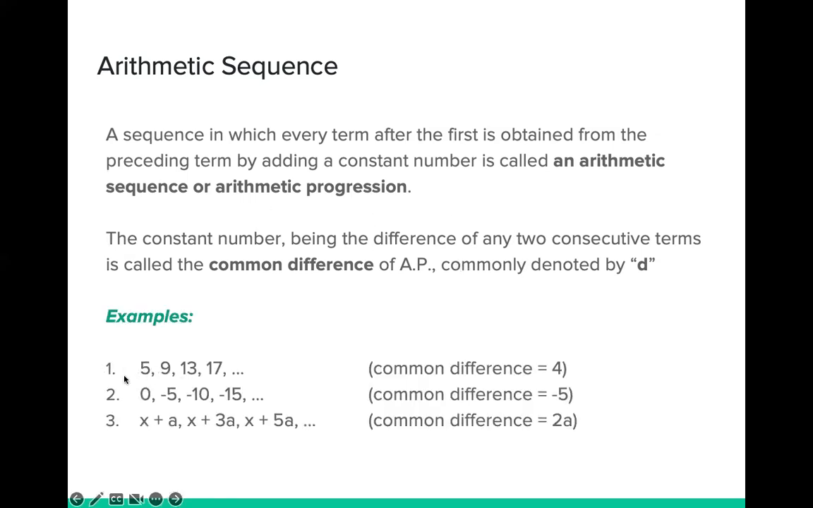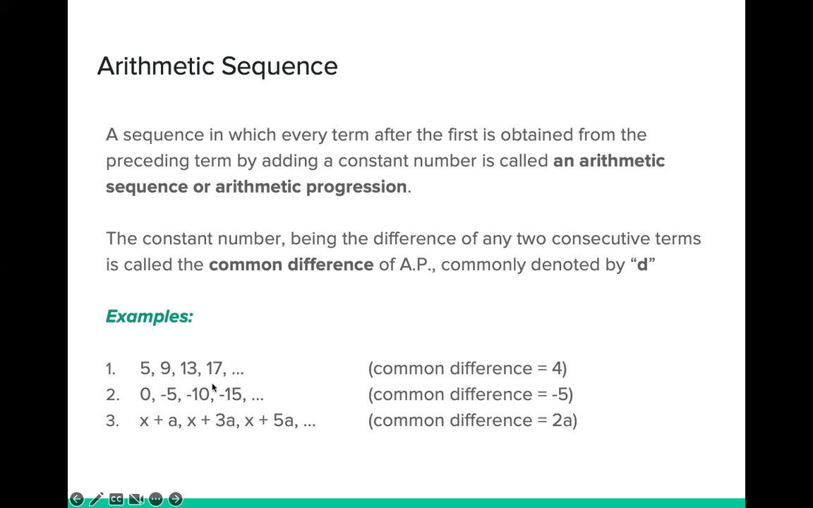So suppose we have the sequence 5, 9, 13, and 17. The common difference is 4. So if we take the difference between 9 and 5, the difference between 13 and 9, and the difference between 17 and 13, it will result in a common difference, which is 4. And from the previous slide, basically the sequence is generated by a constant amount. Okay, it grows by a constant amount, which is 4.